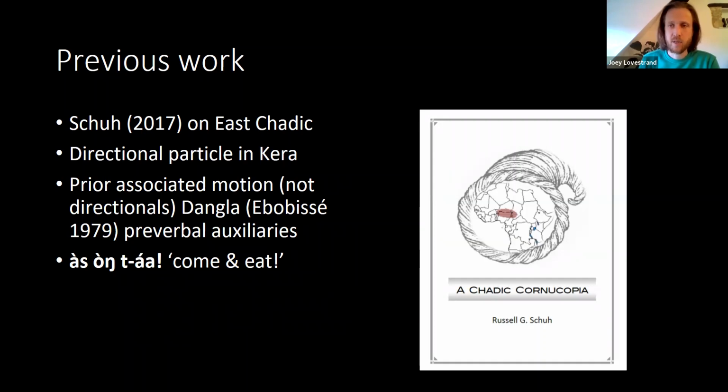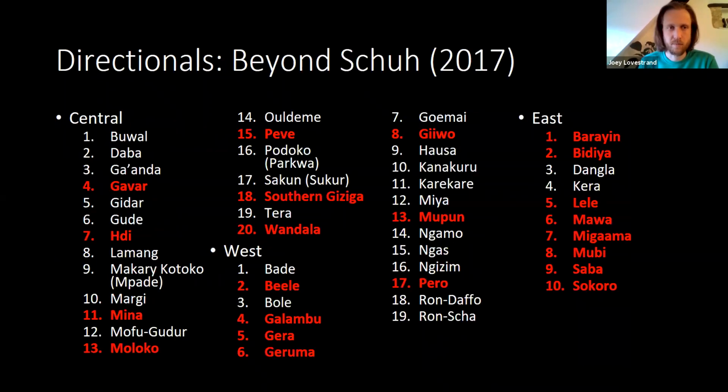Hsu didn't have much to say about East Chadic languages, included just 2 languages, mentioned that there may be a directional particle in Kara, but then looked at auxiliary verbs in Dangla that actually express prior associated motion, not directionality. So those 2 categories are conflated briefly in Hsu's description. In my study, I'm able to look at quite a few more languages than Hsu looked at. So the languages here in red are the ones that were not covered in Hsu 2017.